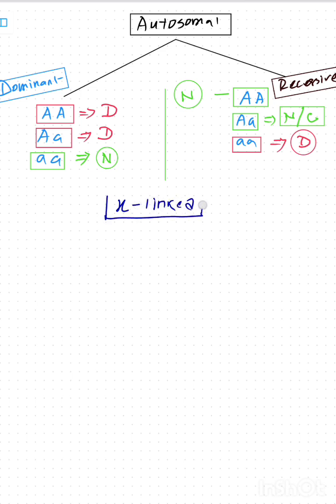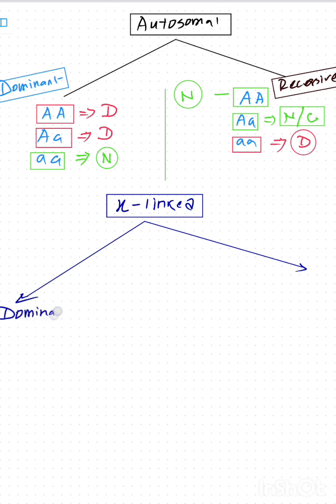X-linked. Here also we'll start from the dominant part, because in the Mendelian chapter we should give preference to the dominant, so dominant will be first. It is supposed to be started from the very beginning, so it is dominant, and here will be recessive.